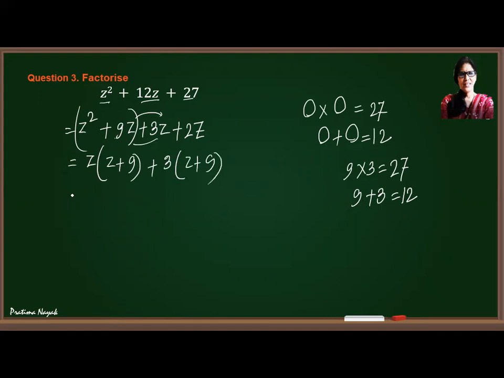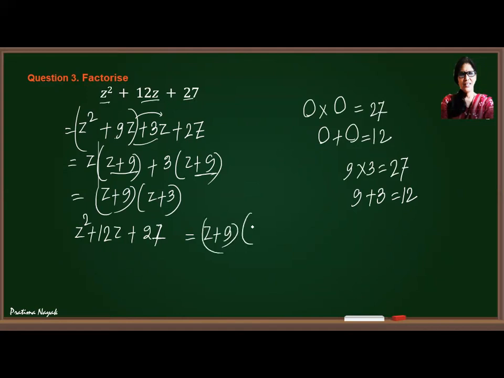Next what? I hope you have understood now. Z plus 9 is common, and first term z is left, second term 3 is left. So now write the statement: z square plus 12z plus 27 is equal to z plus 9 multiplies z plus 3.